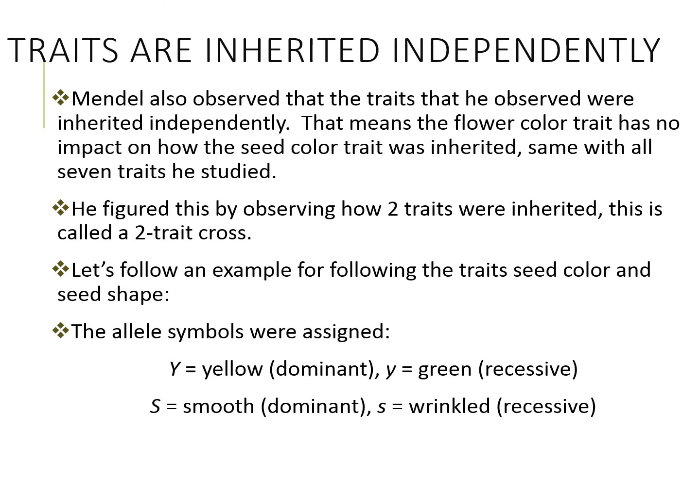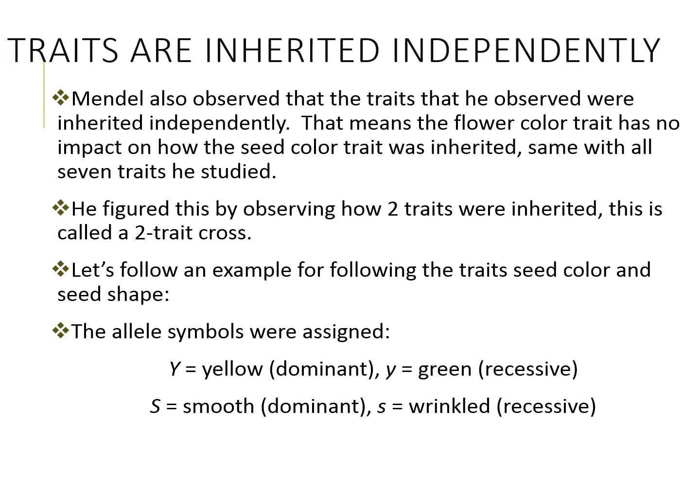Traits are inherited independently. Mendel also observed that the traits he studied were inherited independently. That means the flower color trait has no impact on how the seed color trait was inherited. Same with all seven traits he studied, whether it's color, flower type, or the surface, whether it's wrinkled or smooth, they have no bearing on one another. He figured this out by observing how two traits were inherited. And this is called a two-trait cross.